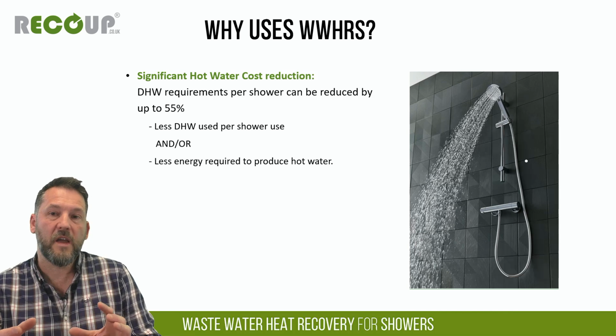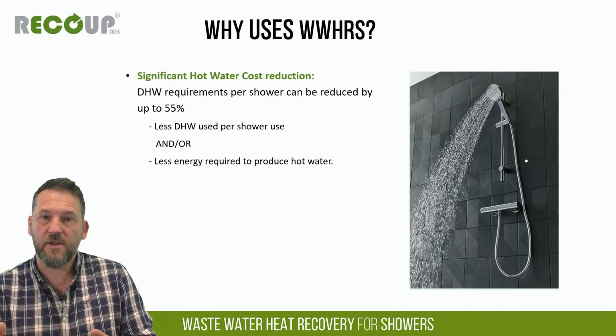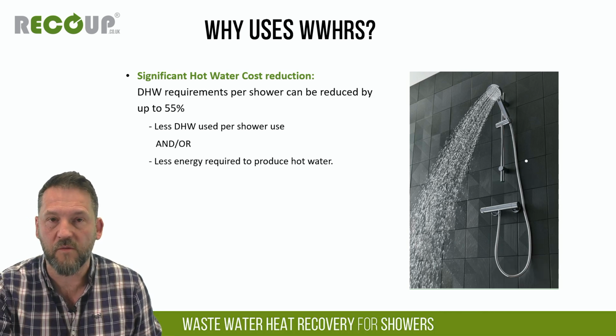So installed into a standard new build ensuite shower, for example, our standard pipe can reduce the energy required per shower use by around about 55%. So that's less hot water used per shower, and the hot water that is used is produced more efficiently, and we'll look at that in a moment as well.